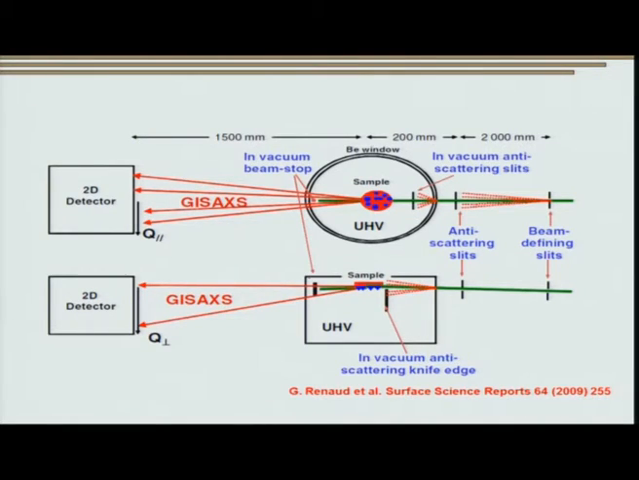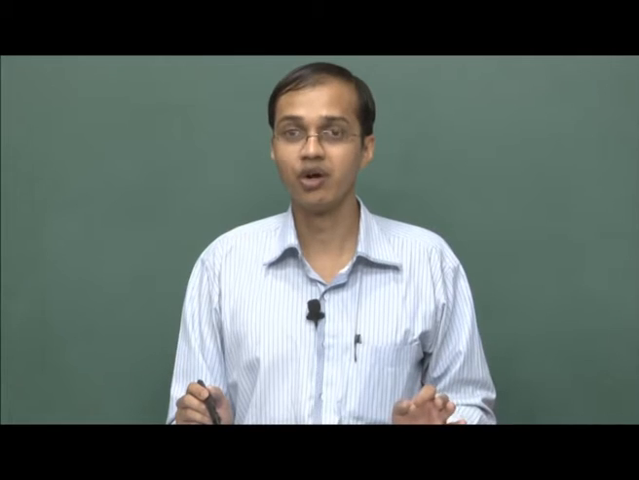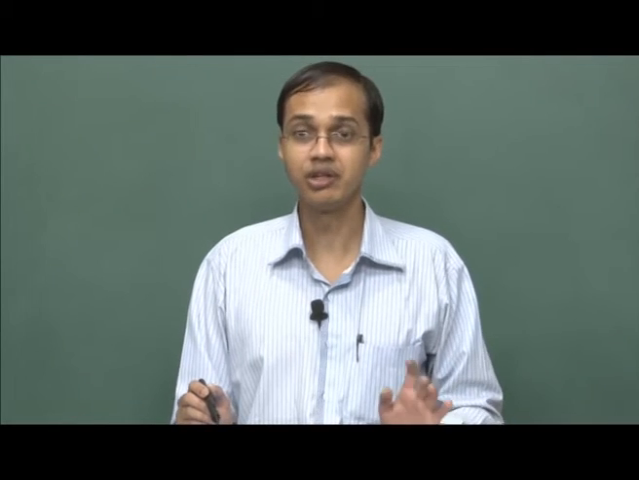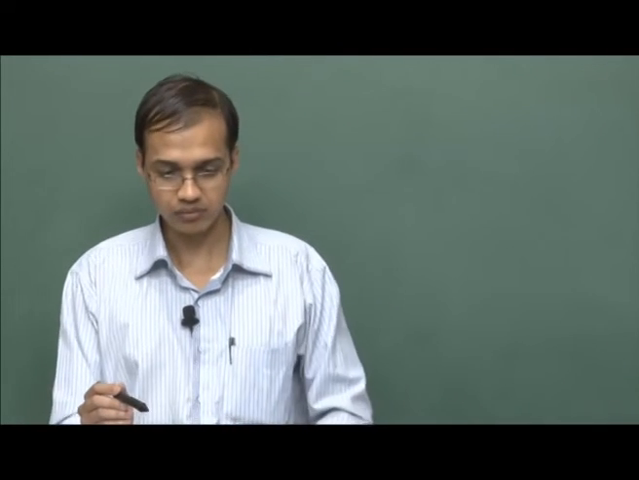Okay. So I hope you appreciate the overall structure of a grazing incidence small angle X-ray scattering system, and therefore these are not available in laboratories but are available at various beam lines in a synchrotron source. So how do they look?